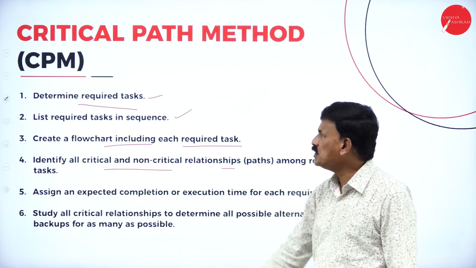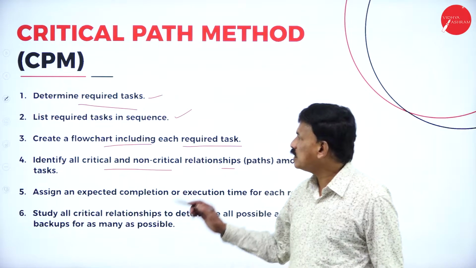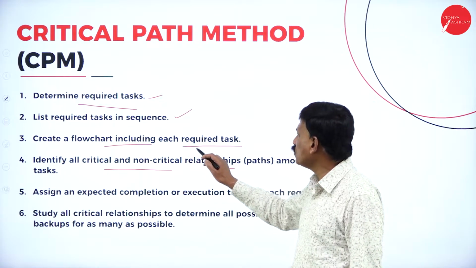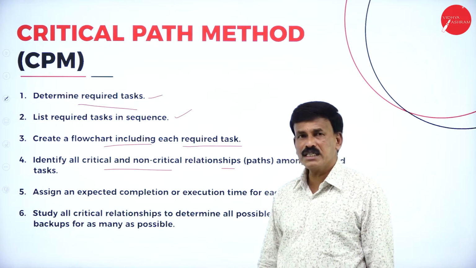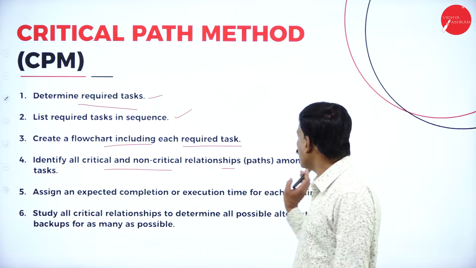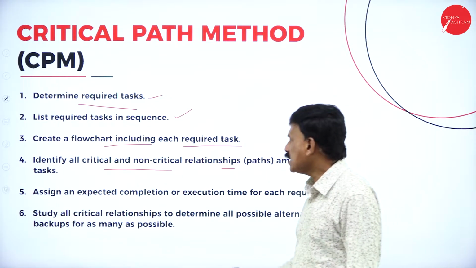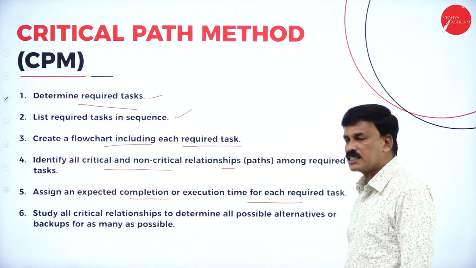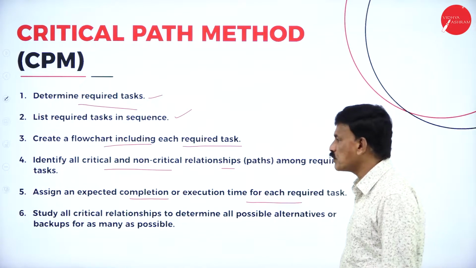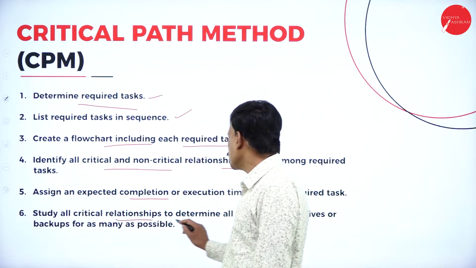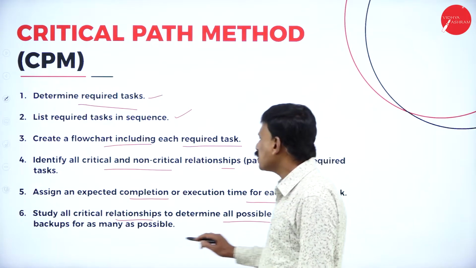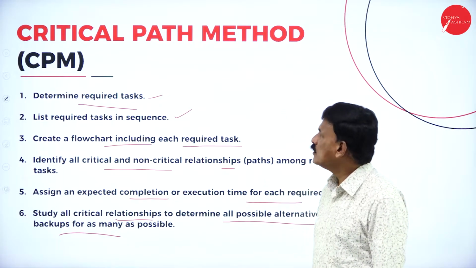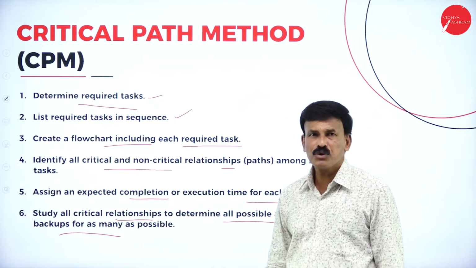So, the first step is to determine and list the required tasks, create a flow chart including each required task, identify the critical and non-critical paths among the required tasks, and assign an expected completion or execution time for each required task. Assigning the time is very important to complete or execute the project. Then study all the critical relationships and determine all the possible alternatives or backups for as many as possible. So, these are a few steps involved in the critical path method.